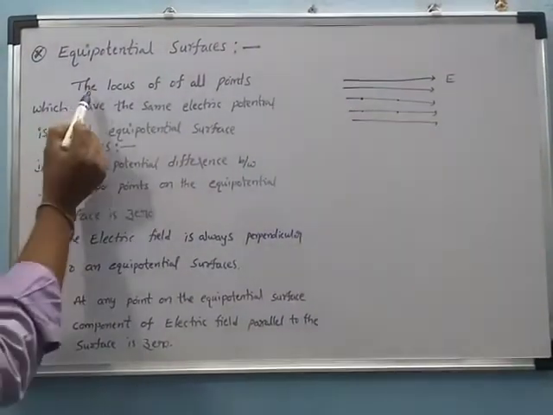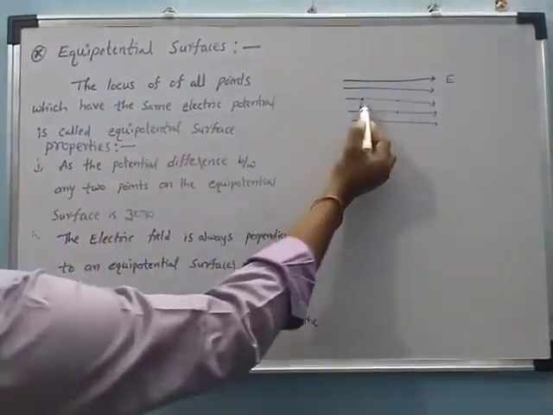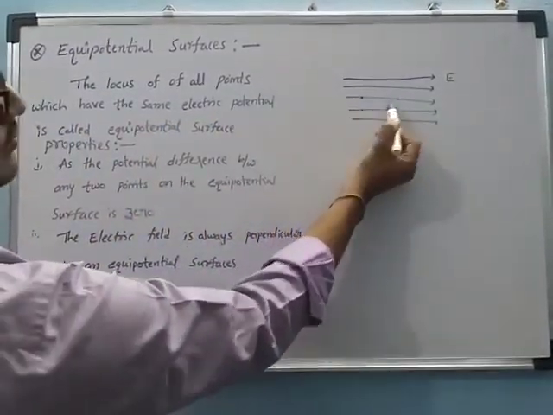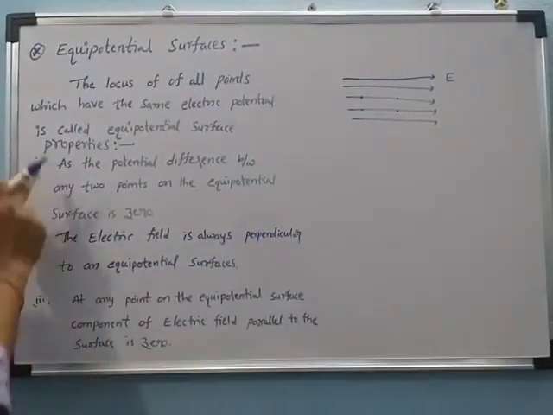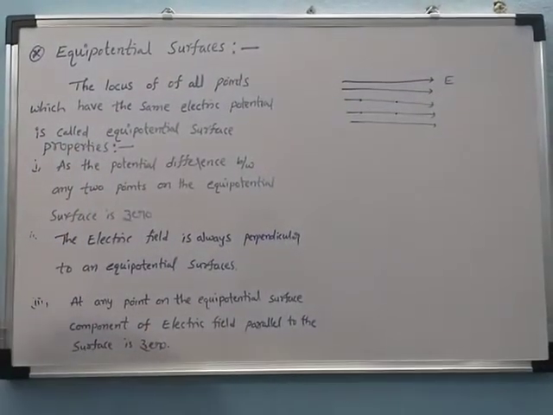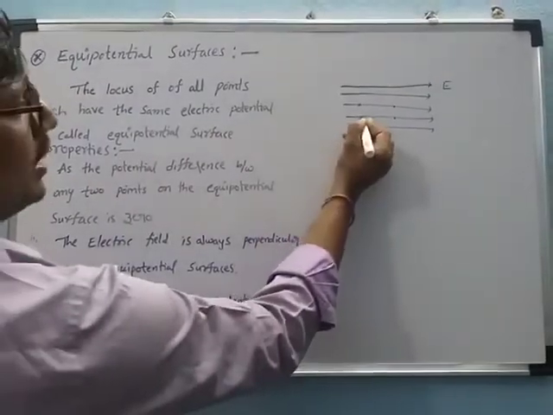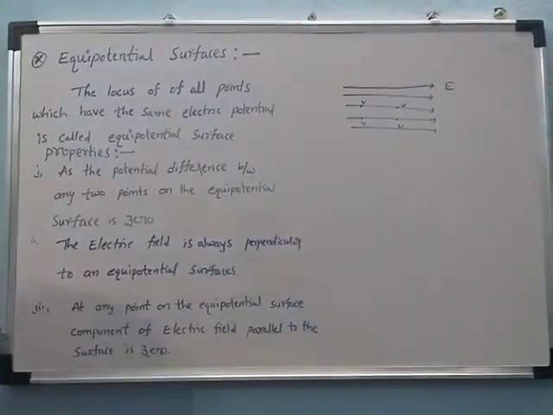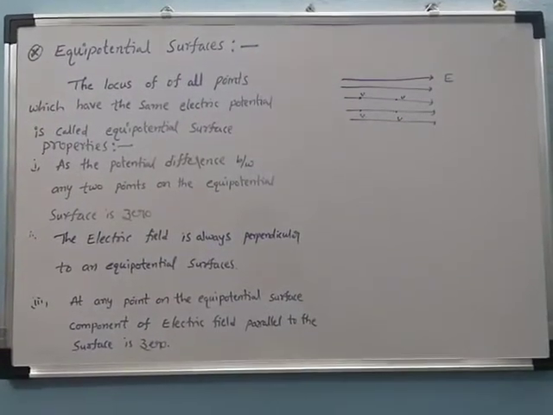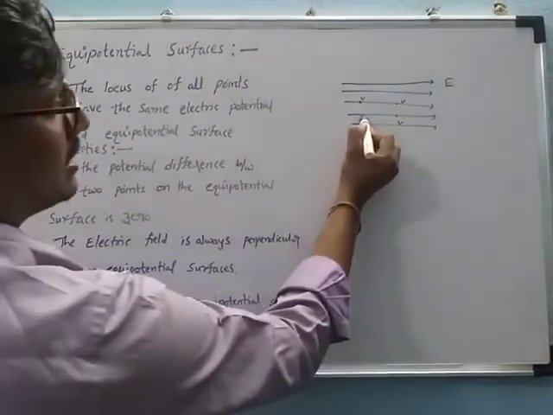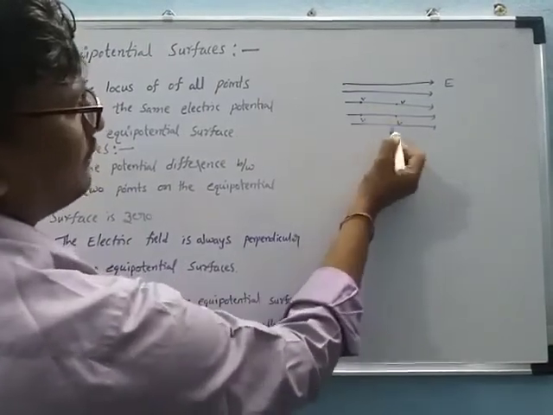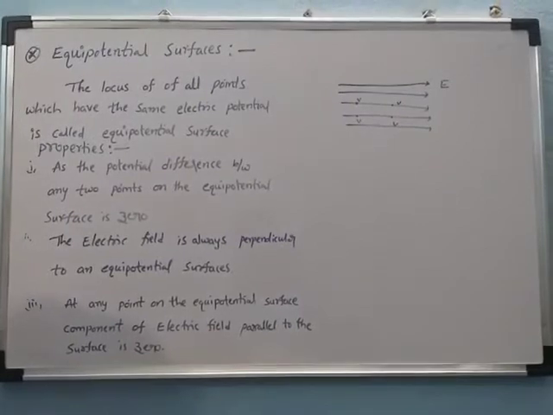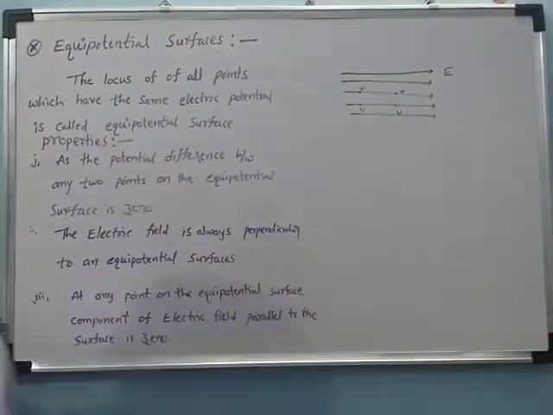That means the locus of all points which have the same electric potential is called an equipotential surface. If we take any point, that potential will be the same. Now the work done on an equipotential surface is equal to 0, because there is no work done against any equipotential surface.